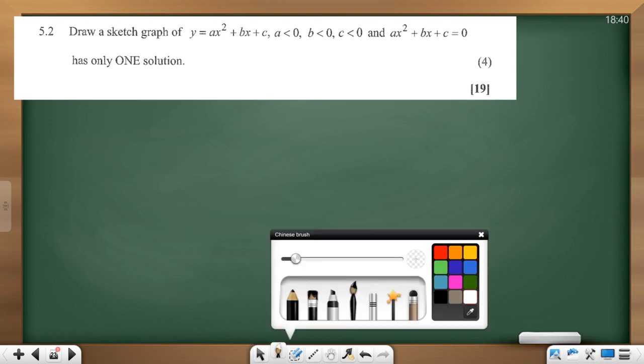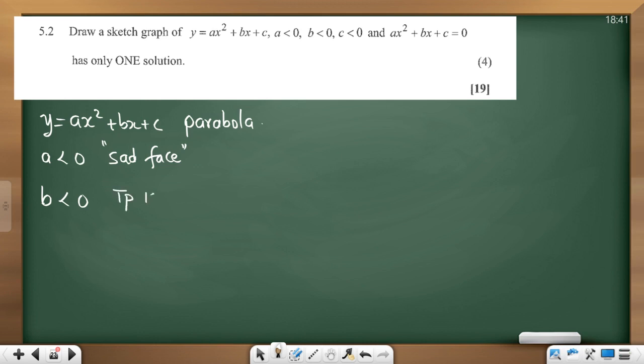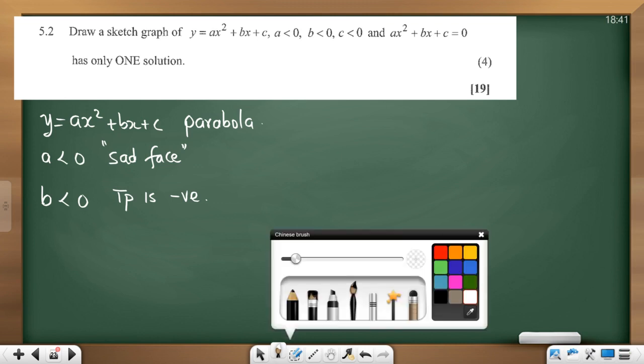Number one, I'm going to interpret them one by one. Ax squared plus bx plus c. All right. This tells me, number one, it is a parabola. Now, if a is less than 0, the first thing I know is that it is a sad face. You know what I mean by sad face, right? If b is less than 0, very interesting. It means that the turning point is negative. I'm not sure many of us know that. Let me show you what I mean.